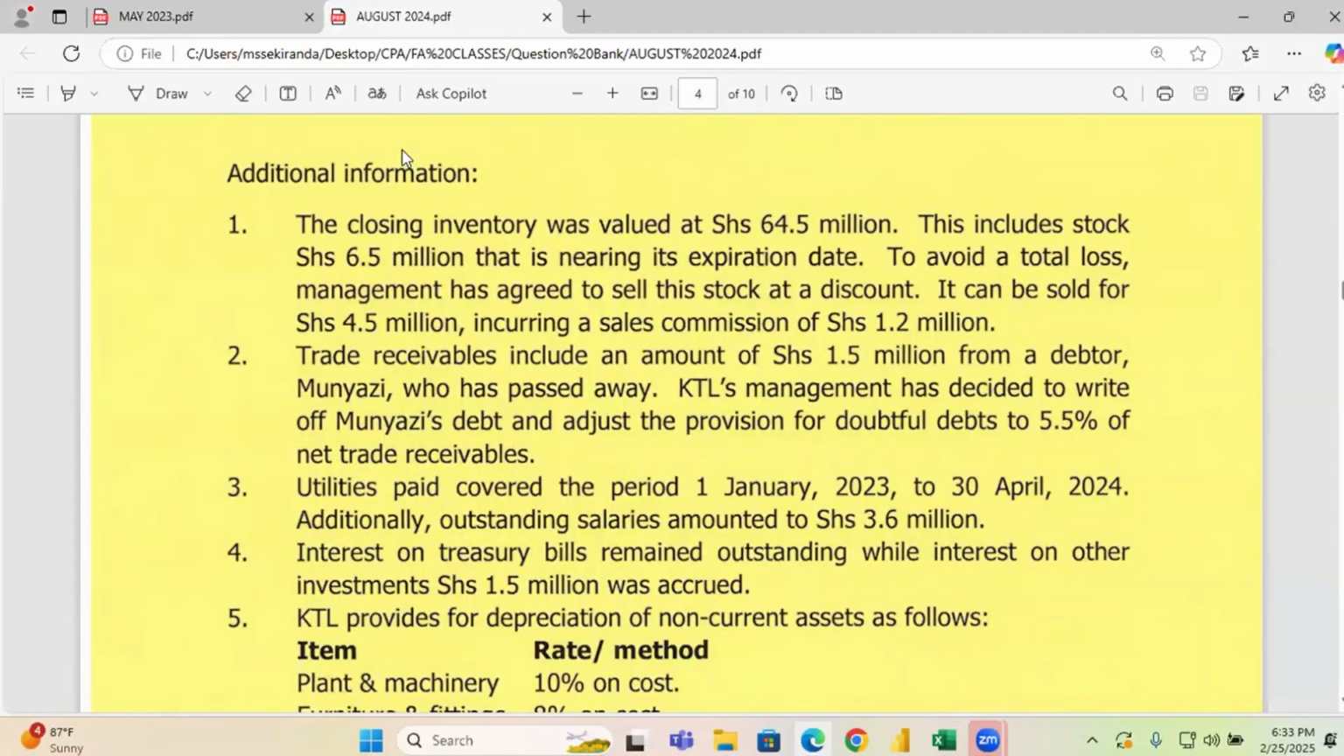Do you remember, guys? Yes, sir. Okay. Now this is what the examiner is trying to confuse us with.